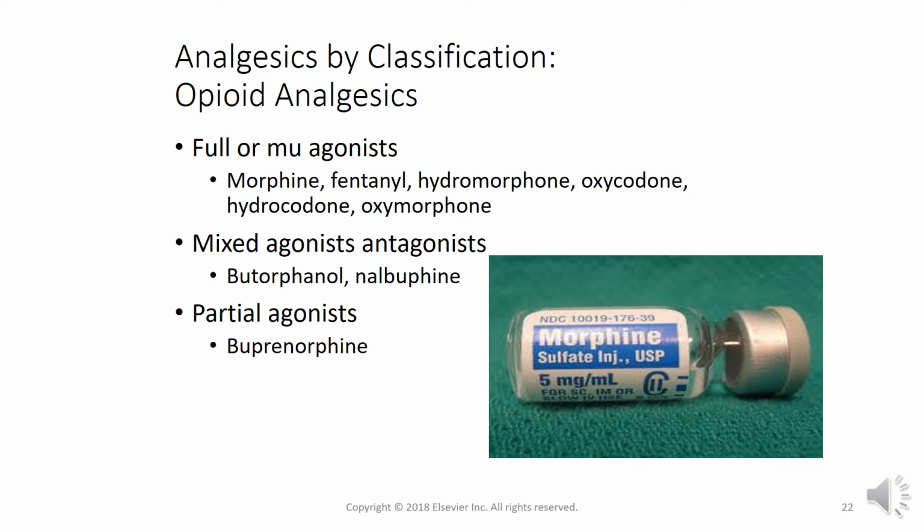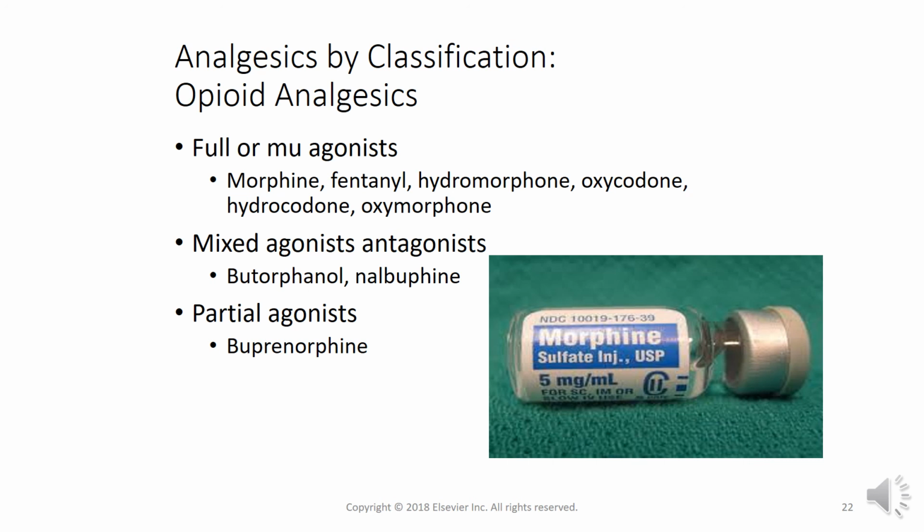Buprenorphine, or the Butrans, Suboxone is a familiar one for me. It's a combination of buprenorphine and naloxone, which works to reduce cravings of addiction. So be careful of those because they're not easily reversed.